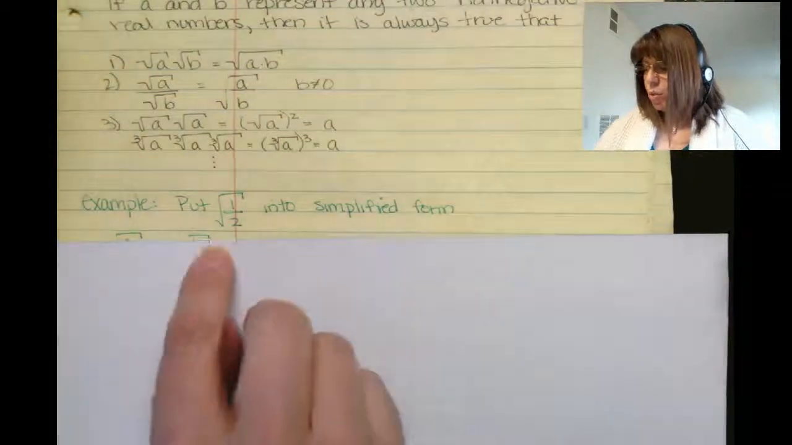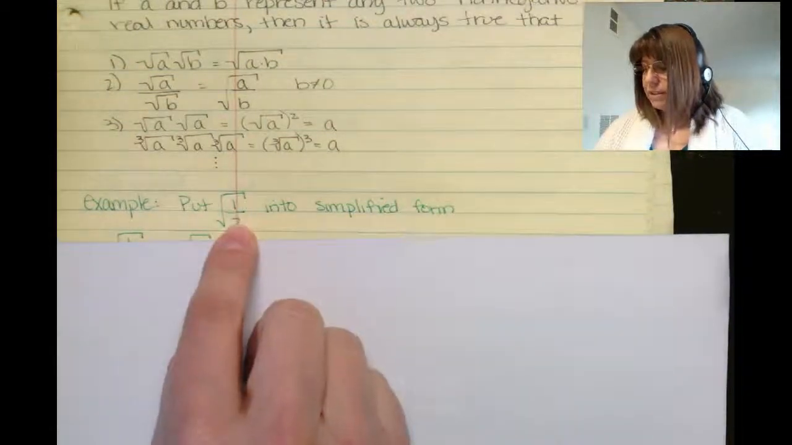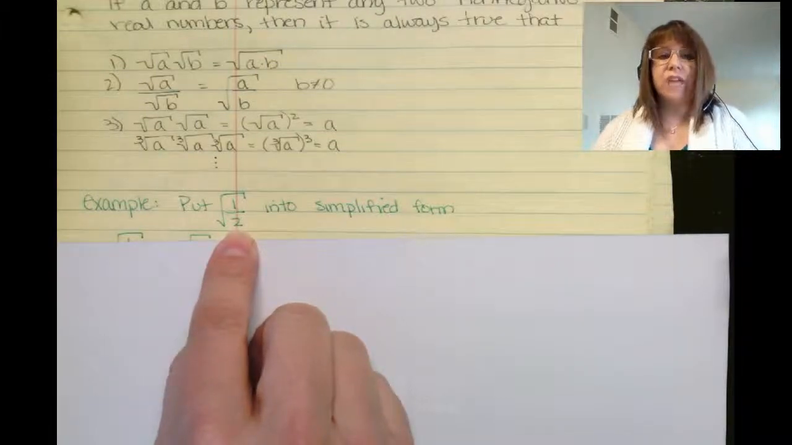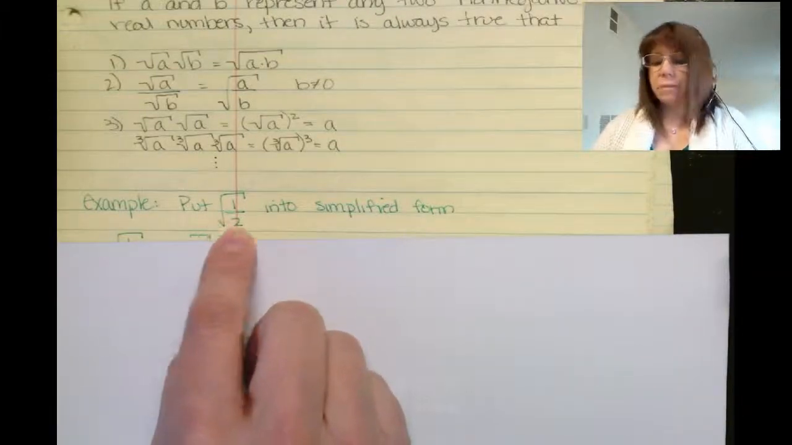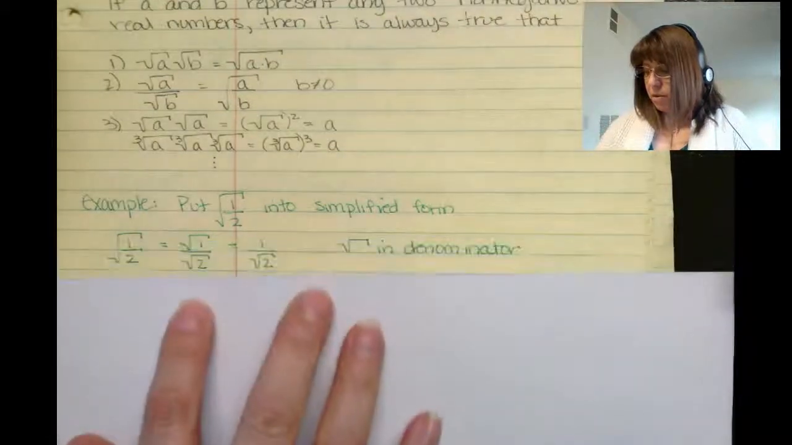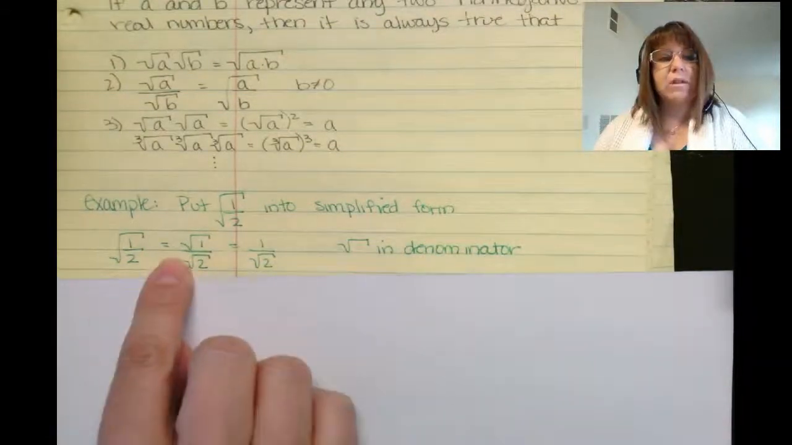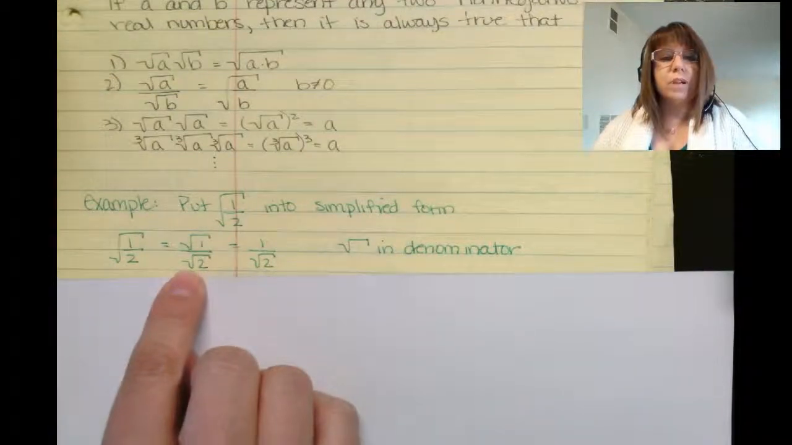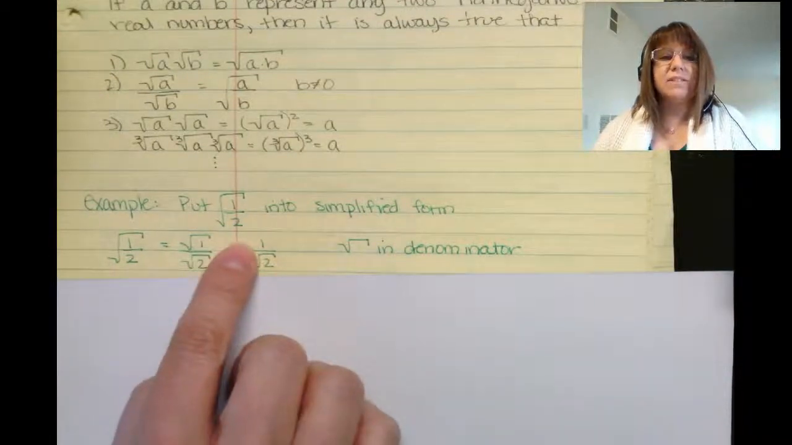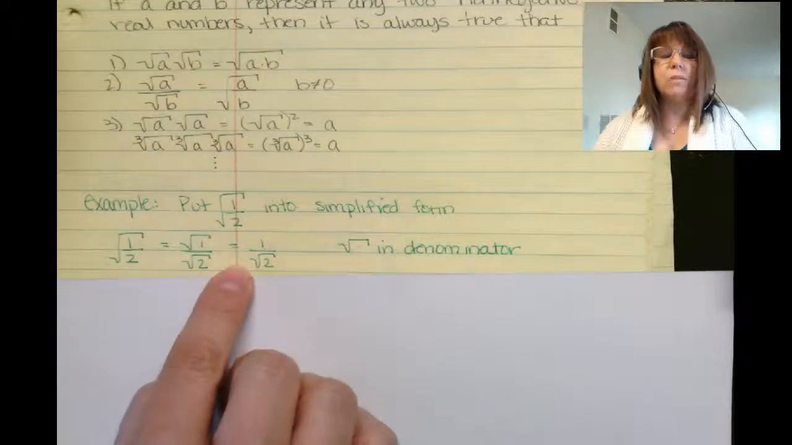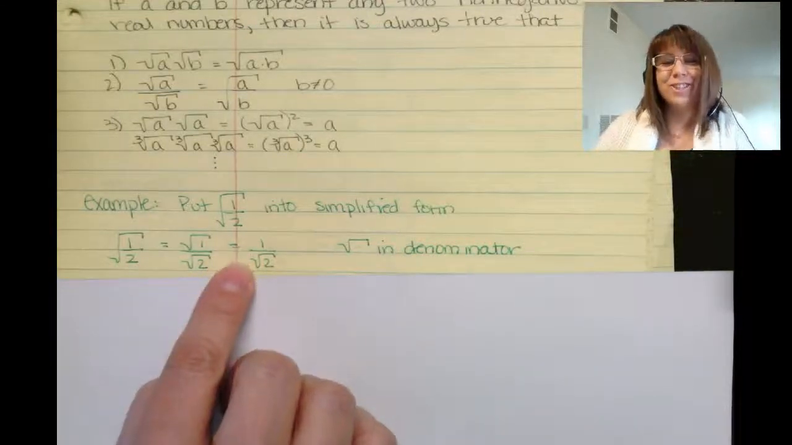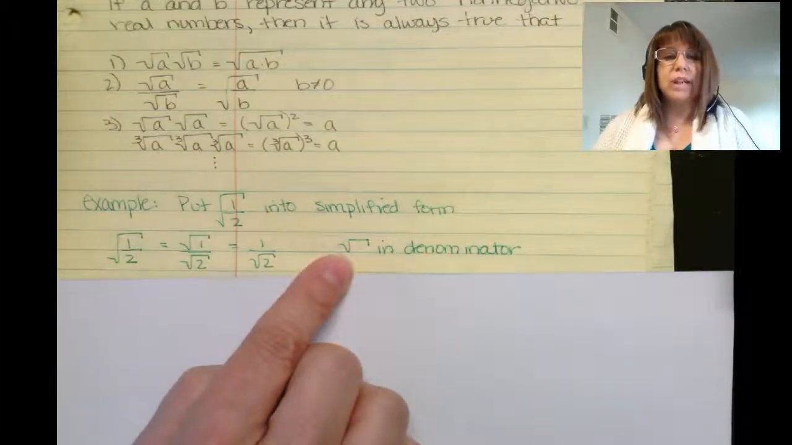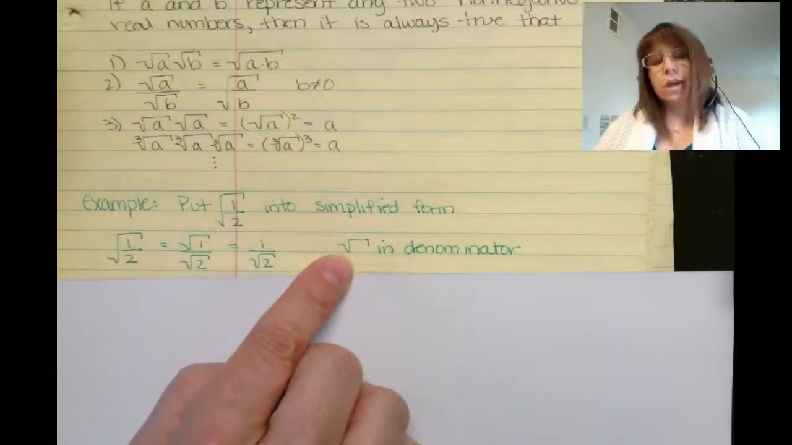So I want to put the square root of 1/2 into simplified form. Well, number one, it's breaking the rule that there is a fraction underneath the radical symbol. So the first thing I'm going to do is break it apart where I have the square root of 1 over the square root of 2. But the square root of 1 is 1, and that leaves me with 1 over the square root of 2. But that breaks another rule. I have the square root in the denominator. So how do we take care of that?